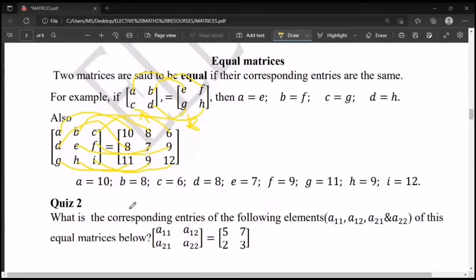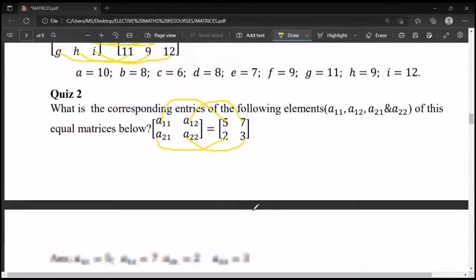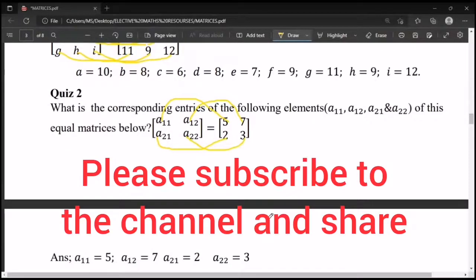Now, quiz 2. What is the corresponding entries of the following elements? A sub 1 1, A sub 1 2, A sub 2 1, A sub 2 2. Pause the video to check whether you get the same answer. Let's compare. A sub 1 1 goes with 5, A sub 1 2 goes with 7, A sub 2 1 goes with 2, A sub 2 2 goes with 3. So this is the final answer.